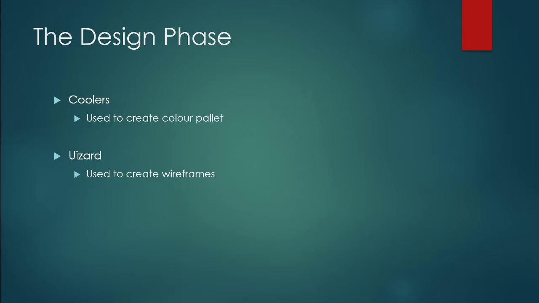But the tools I used for designing were two websites, one called Coolers and one called Usard. Coolers was a website that I could create colour palettes on. So this allowed me to see all the colours side by side, so I can select what looks good and then edit a colour based off of what I could see on the screen. And this was extremely useful, as I could then adjust what I needed.